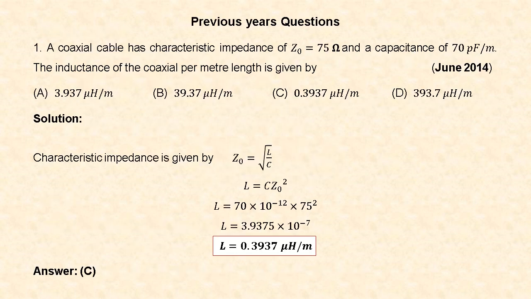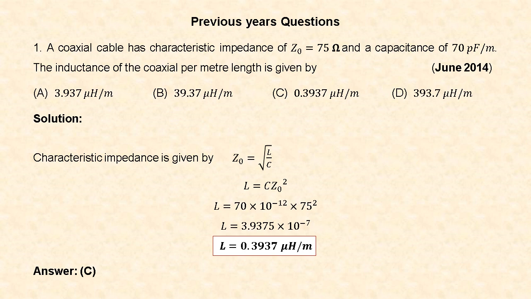Next, let us see the previous year's questions. First question, this question was asked in June 2014. A coaxial cable has a characteristic impedance of Z0 = 75 ohm and a capacitance of 70 picofarad per meter.